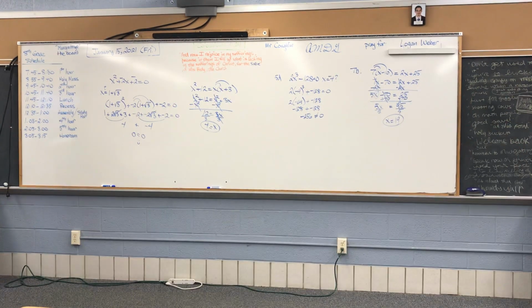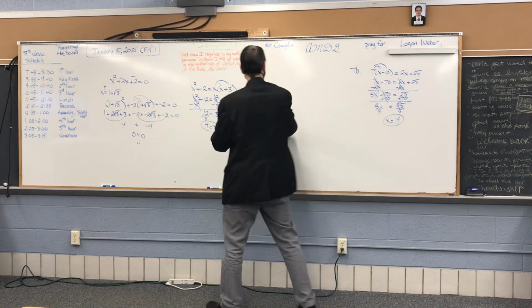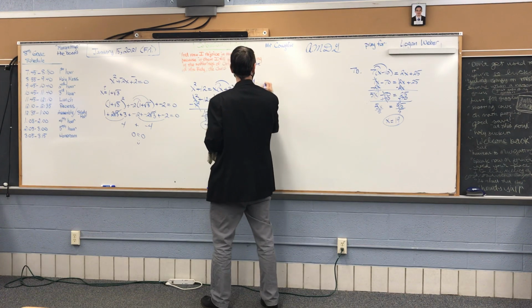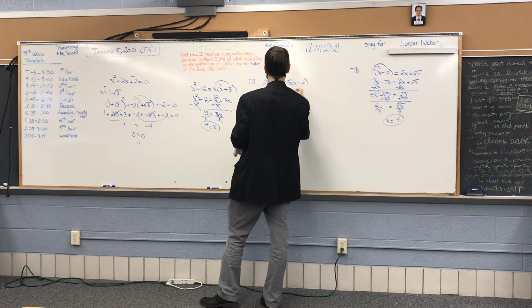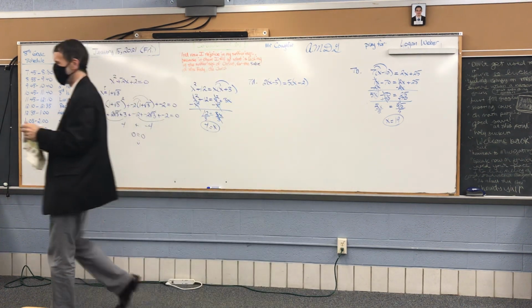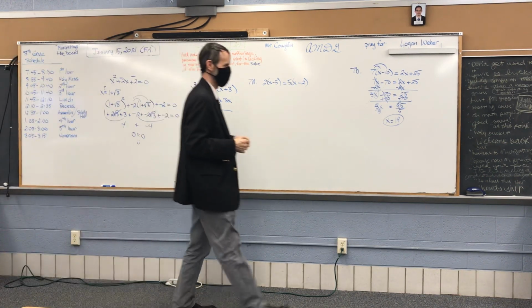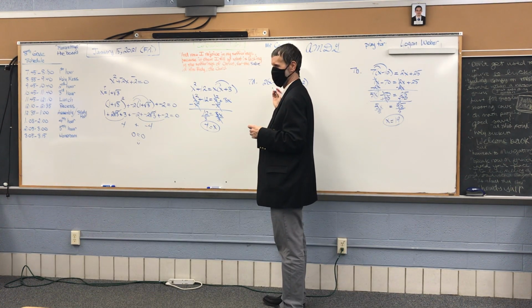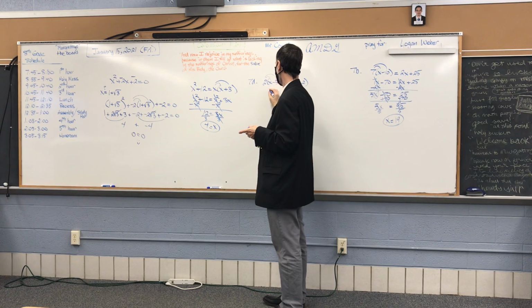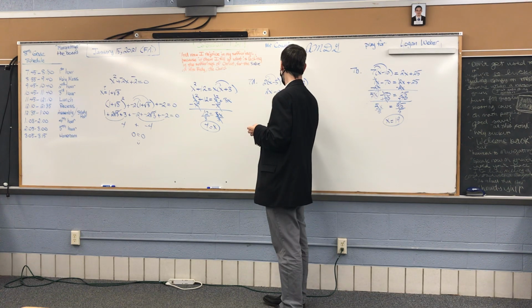7b is related. 2 parentheses x minus 5 equals 5 parentheses x minus 2. So what would you do first, Mary Kay? You would simplify it. How so? Distribute, so it's 2x minus 10 equals 5x minus 10, correct.